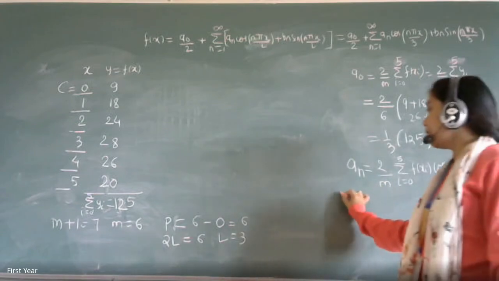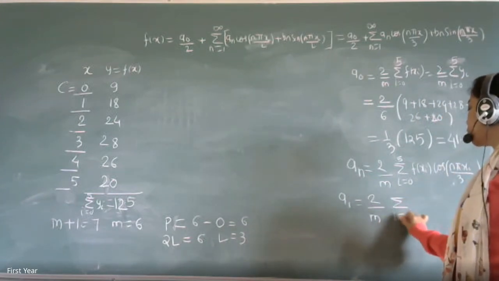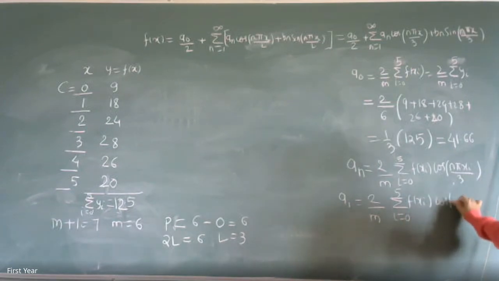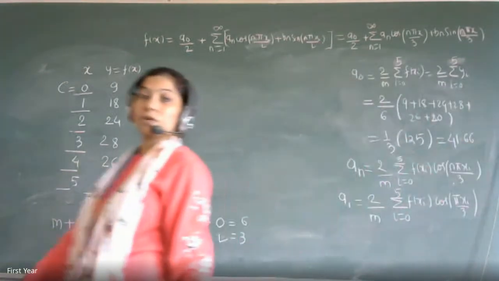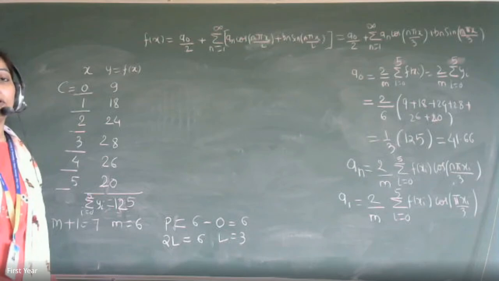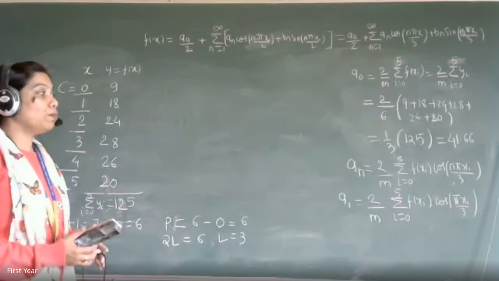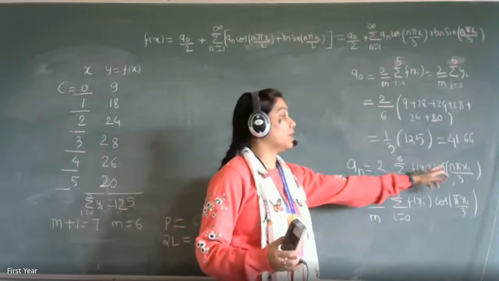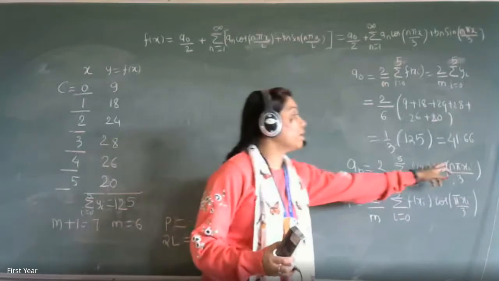Okay, but I want to find a1, so put 1 in place of n. So this will be 2 by 6 summation 0 to 5 of f of x i cos of pi x i by 3. Is this okay? Clear? How did we get the formula of a1? In place of n, you have to put 1, and this was the general formula for f of x: cos n pi x by l, but l is 3.